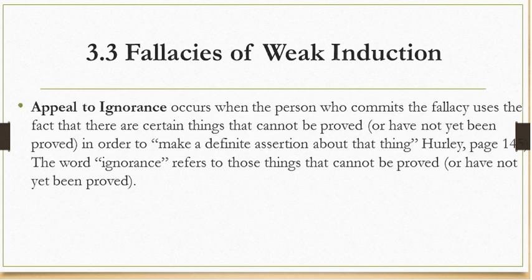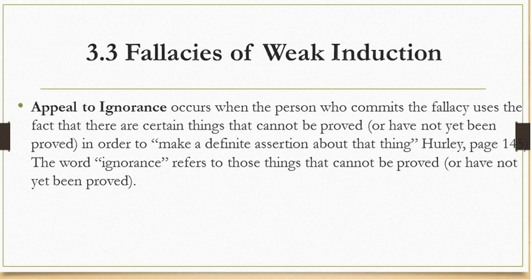Our next one is appeal to ignorance. This fallacy occurs when the person who commits the fallacy uses the fact that there are certain things that cannot be proved or have not yet been proved in order to, according to Hurley, make a definite assertion about that thing. This is from Hurley, page 145. The word ignorance here refers to the fact that those things cannot be proved or have not yet been proved. Remember that ignorance means not knowing, right?